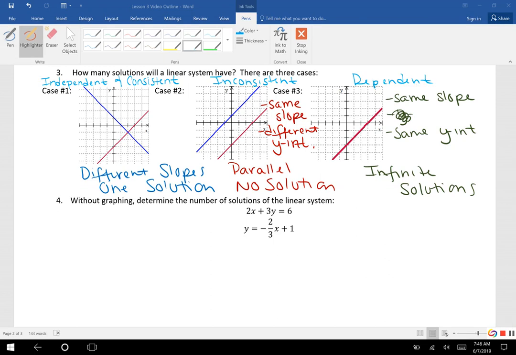Finally, there's a little bit of vocabulary that you might see in your textbook. I'm not going to test you on this on an exam, so you don't need to write this down, but it'll help you read your book. This case 1 with one solution, we say that's an independent and consistent system. No solution, we say it's inconsistent. And finally, it's a dependent system when there's an infinite number of solutions. I really just want you to know the 3 cases: one solution, no solution, infinite solutions.